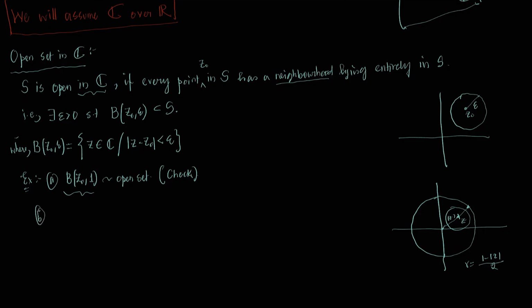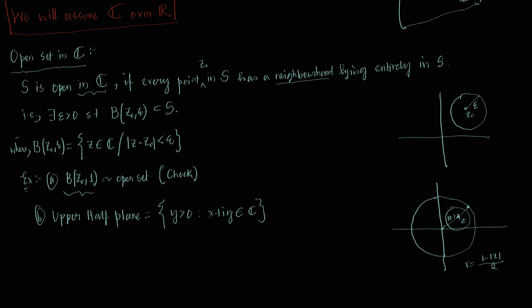Let's look at the second example. Let's define the upper half plane, or the right half plane, it doesn't matter. So what is it? It is the set of all those x plus iy with y greater than 0, where x plus iy is in C. I am just looking at the set where y is positive.